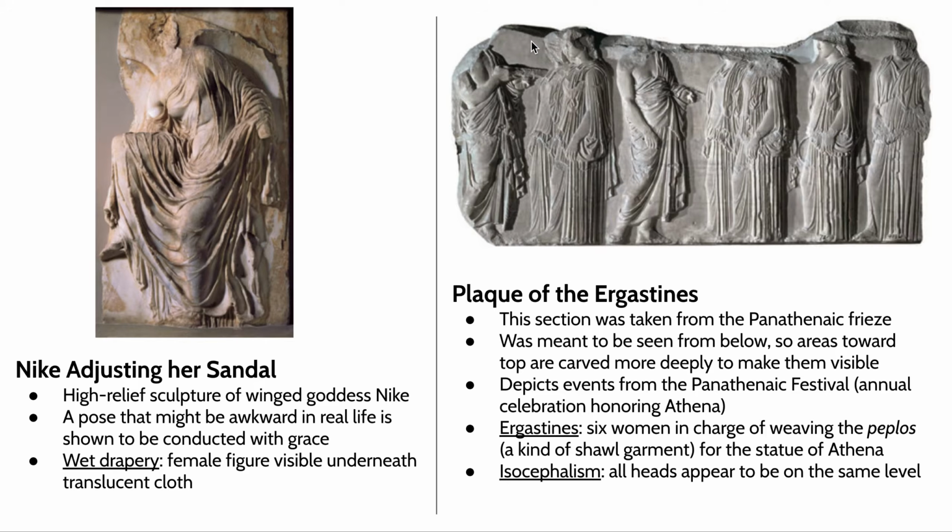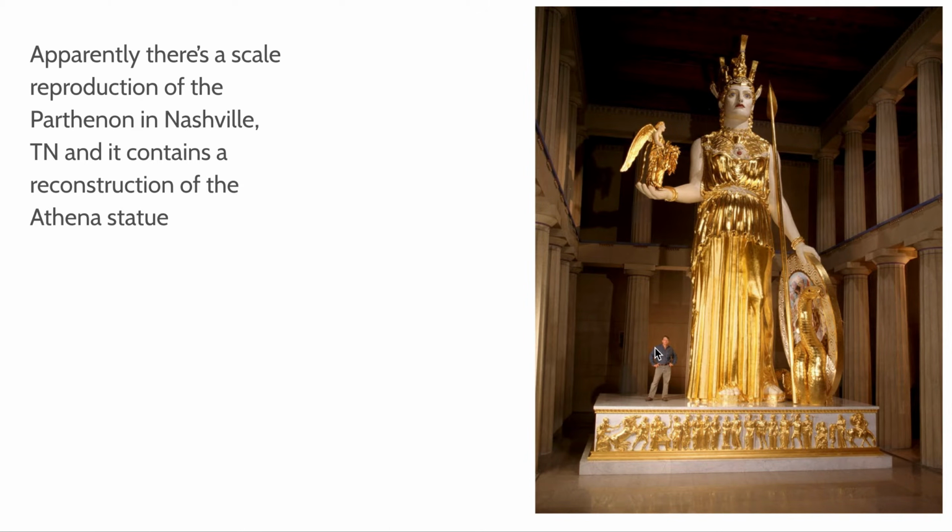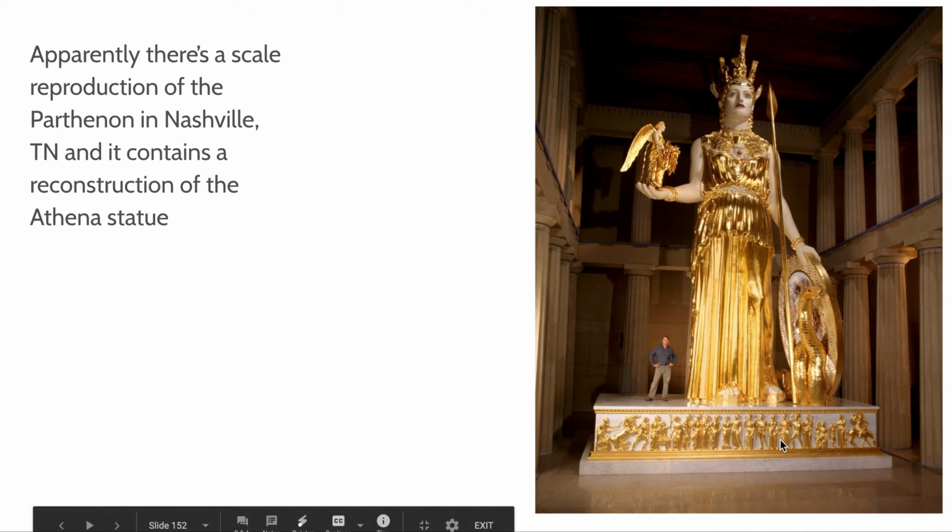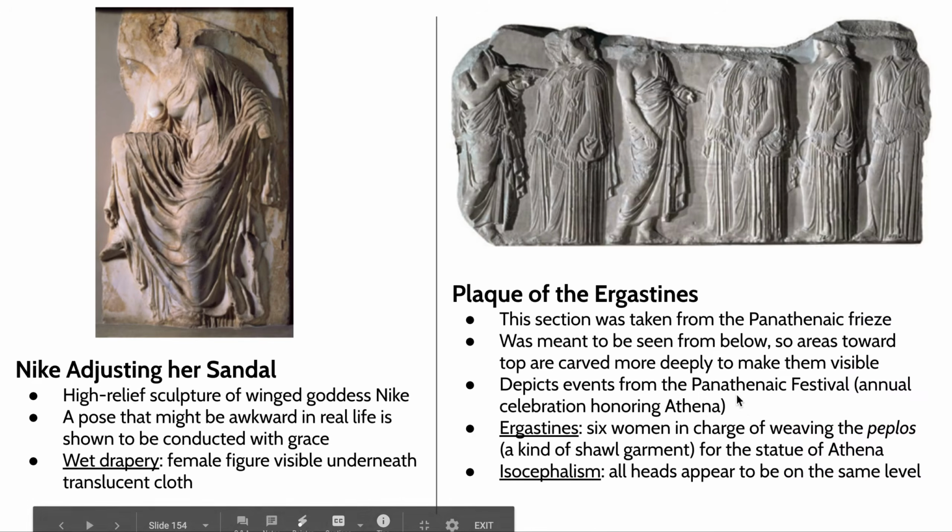So remember, the Panathenaic Festival is this annual celebration that's happening in Athens that honors the patron goddess Athena. The Ergostines were these 6 women, typically of highborn status, whose job was weaving the peplos shawl for the statue of Athena. Remember that 40-foot tall statue right here. So their job was to weave the shawl that would clothe the statue every year.